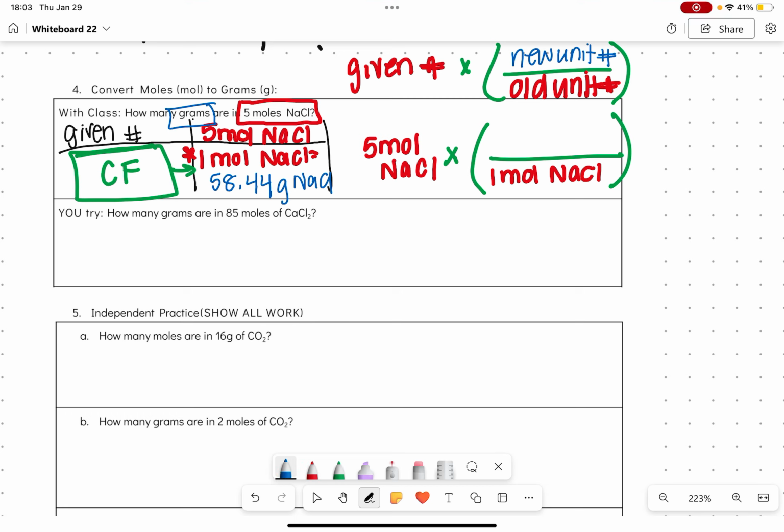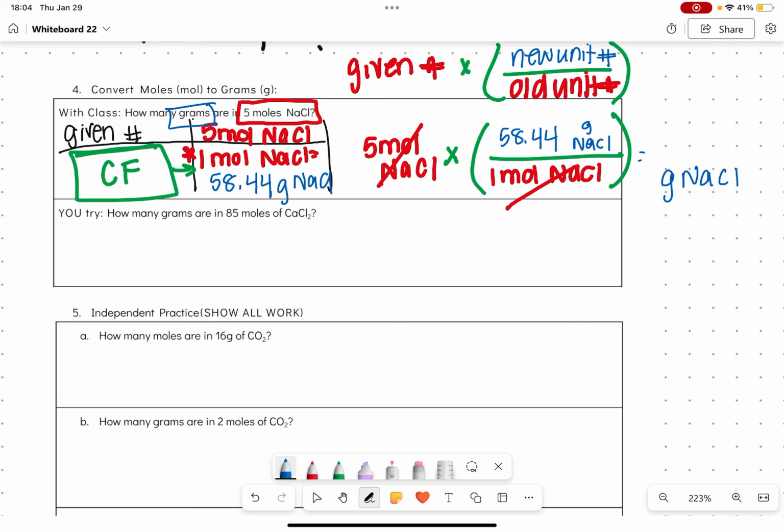I want grams of NaCl, so I'm going to put that on top in the conversion factor. And then the number that I'm putting on top is the mass from the periodic table, 58.44 grams that I found earlier. So by setting it up like this, I can cancel out my moles. So I am left with grams of NaCl as my answer.